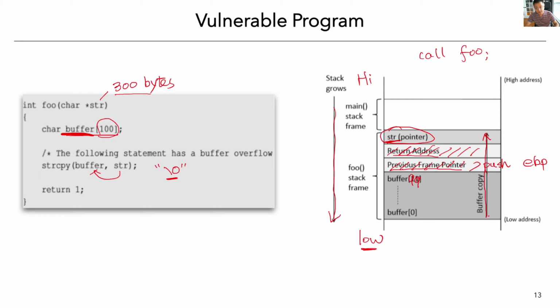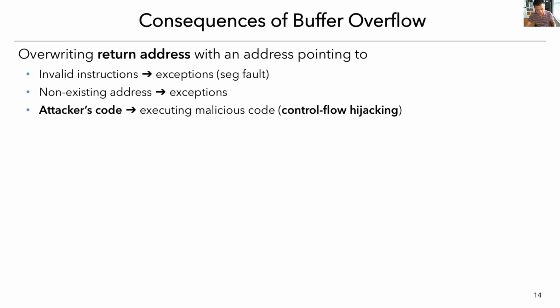Okay? So when this FOO function returns, it will actually pop the return address into the EIP. When you do this, it's going to jump to the location of this compromised return address. By overriding the return address, the attacker can point the return address to anywhere it wants, right? It can point to invalid instructions, and this will cause an exception.